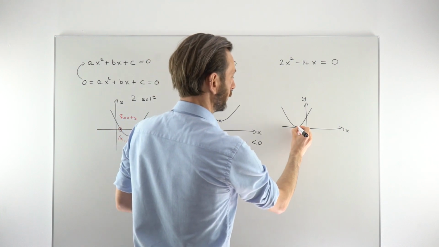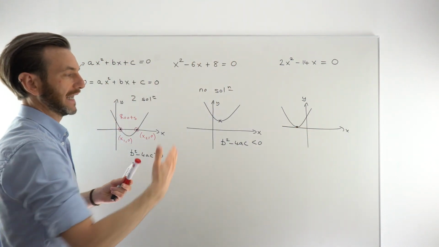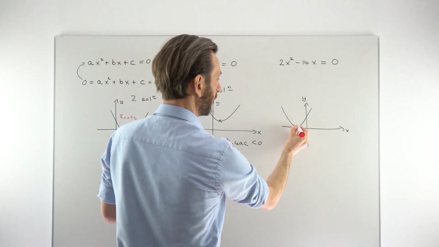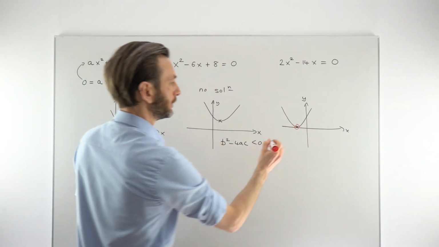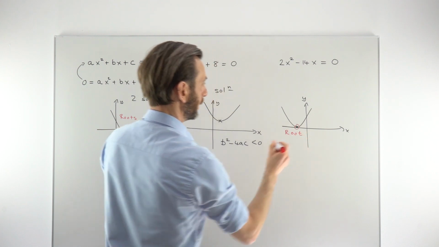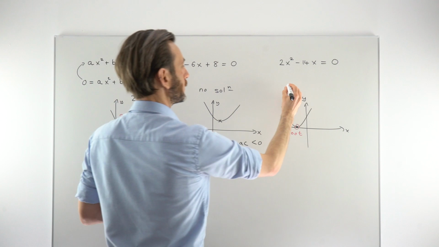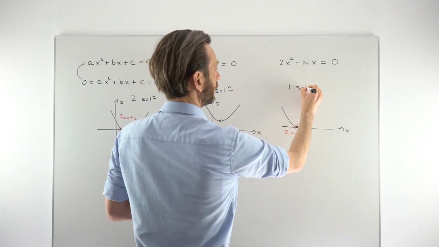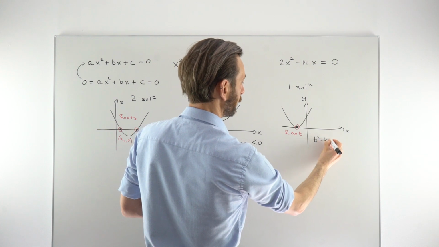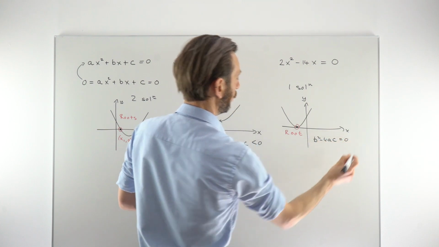And over here, we only get one solution because it is touching the x-axis, but it's not cutting through. So we only get that one point there. So that's the root. So just one single root in that case. So in this case, we get one solution. And for this scenario, the discriminant b squared minus 4ac is equal to 0.